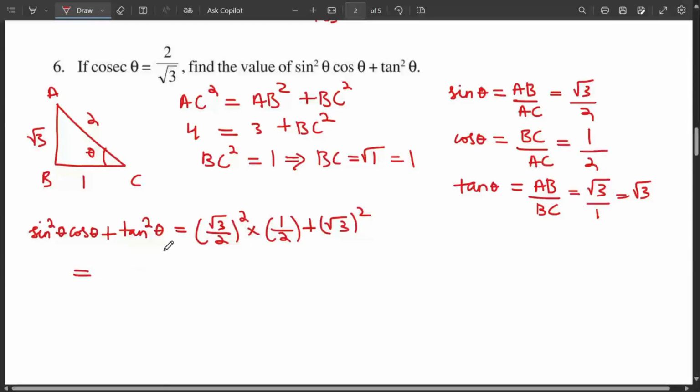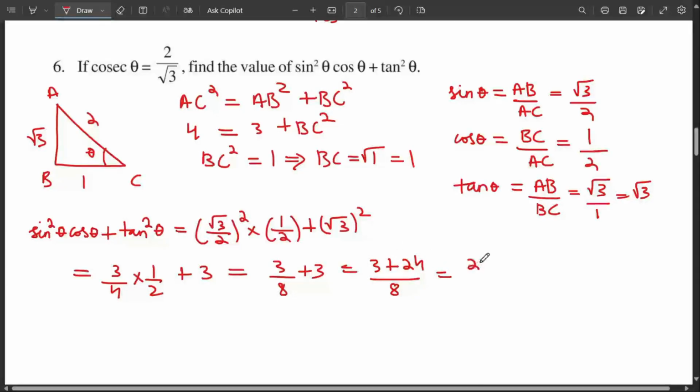So root 3 square is nothing but 3. 2 square is equal to 4, into 1 by 2. Root 3 square once again equal to 3. So it will be 3 divided by 4 into 2, 8, plus 3. If you take the LCM, it will be 3 plus 24 divided by 8. So 8 ones are 8, 8 threes are 24. So 24 plus 3, 27 divided by 8.